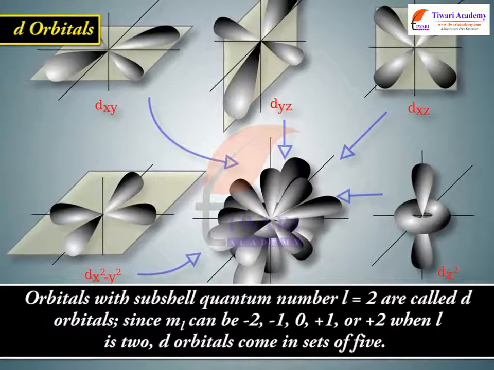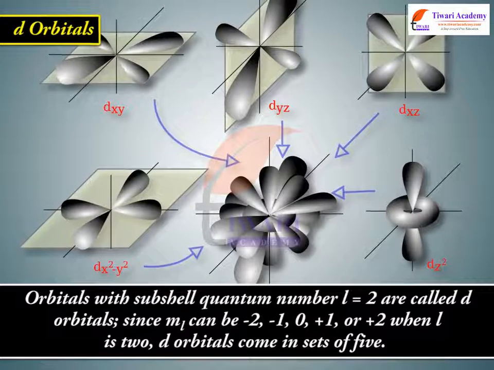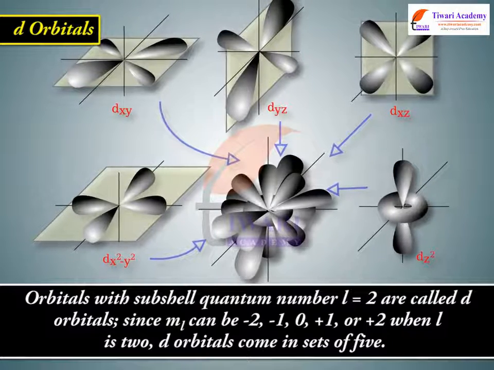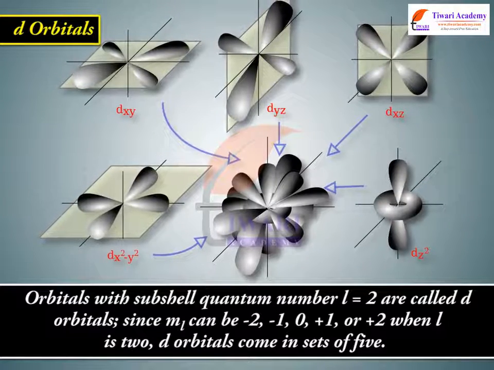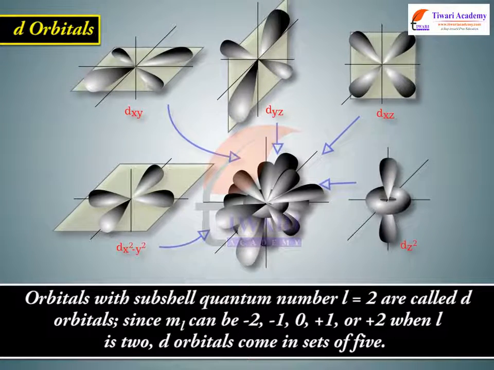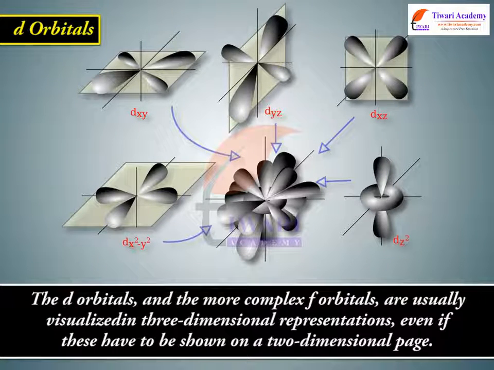Orbitals with subshell quantum number L equal to 2 are called d orbitals, since m_L can be -2, -1, 0, +1 or +2. When L is 2, d orbitals come in sets of 5. The d orbitals and the more complex f orbitals are usually visualized in three-dimensional representations, even if these have to be shown on a two-dimensional page.